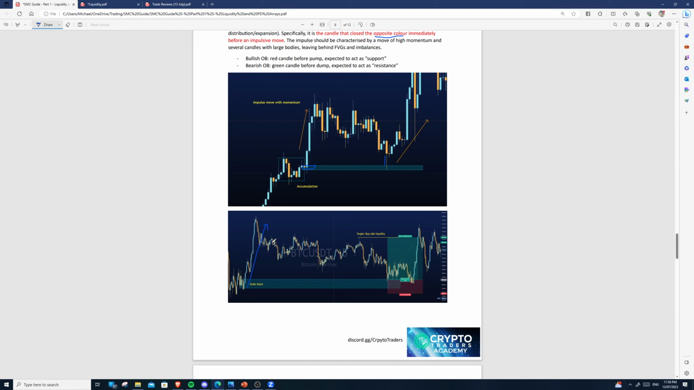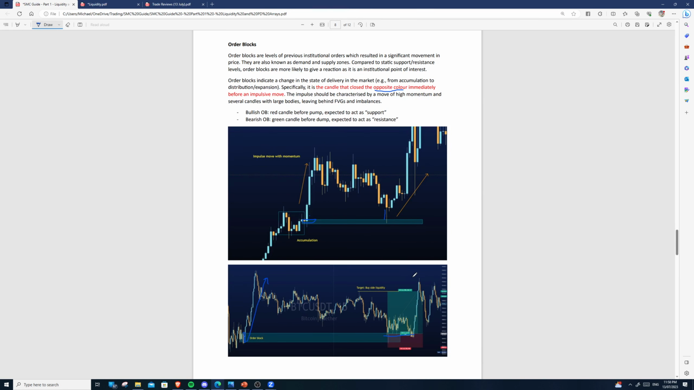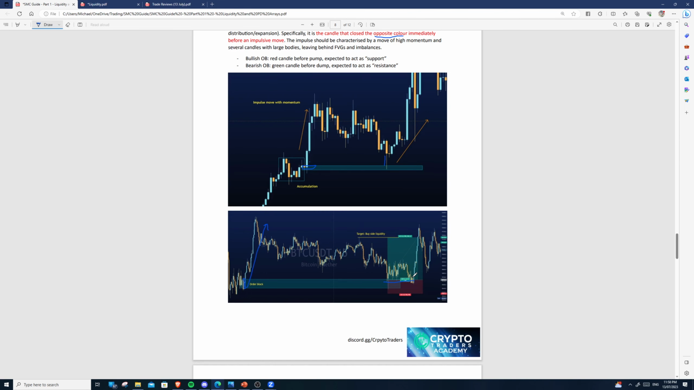Same thing here, right? We have significant expansion upwards. We have the order block here, which is the red candle closed before the impulse move. And you can see that price established that level as support and gave a strong reaction. So bullish order block, support; bearish order block, resistance.